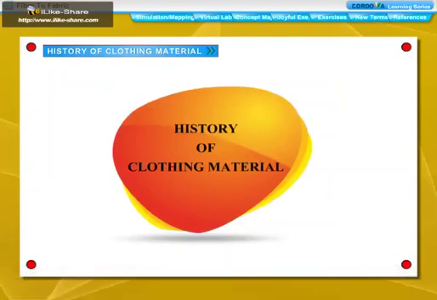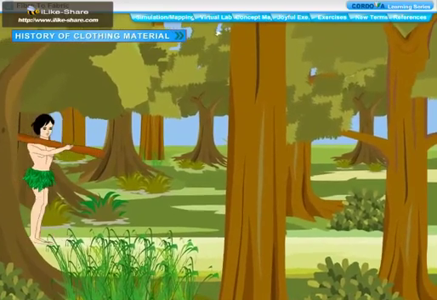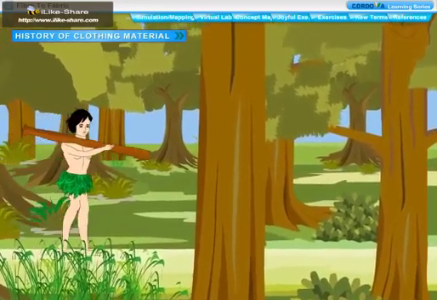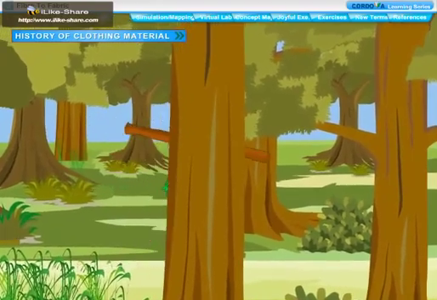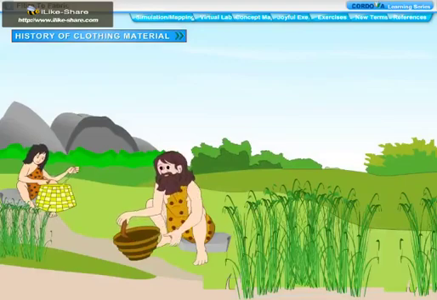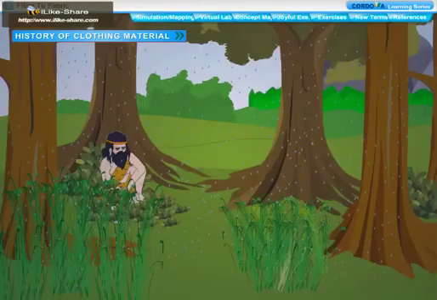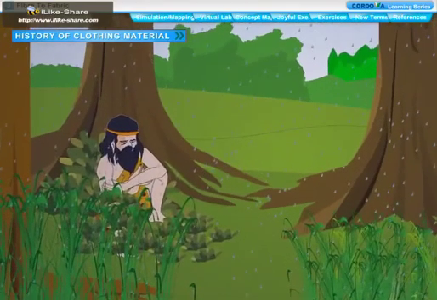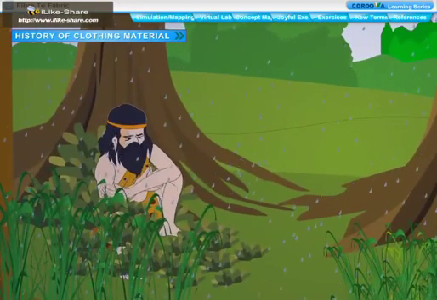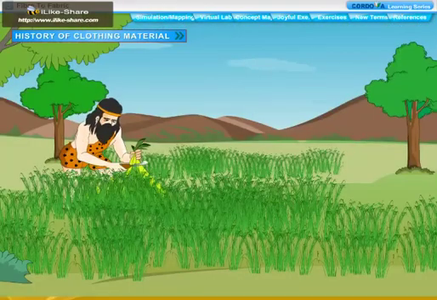History of clothing material. The early man did not know much about clothes. It is said that during those days, people used the bark of trees and large leaves to cover themselves. They also wore animal skin and wrapped fur around their bodies to keep themselves warm during winter. When it rained or when the weather became cold, they wore animal skins and wrapped fur around their bodies to keep themselves warm.